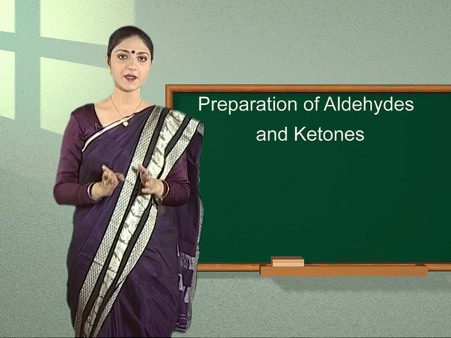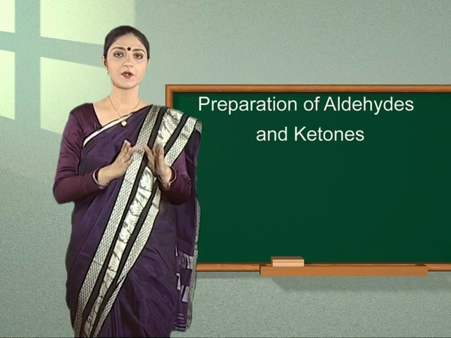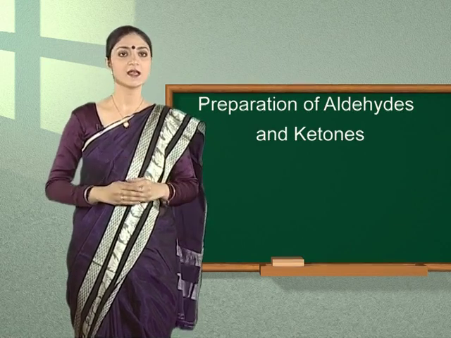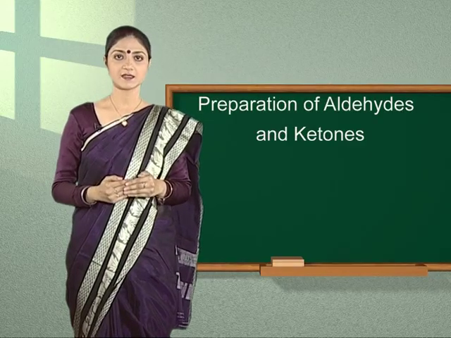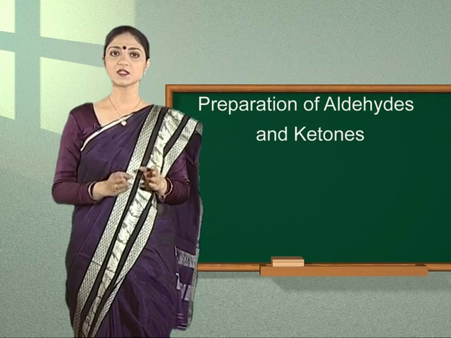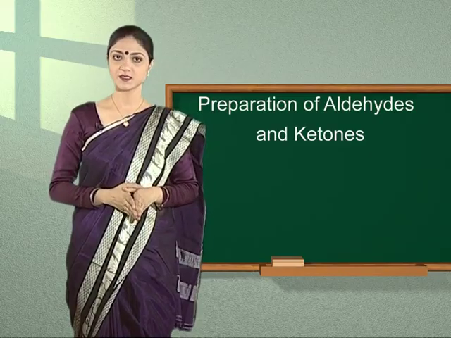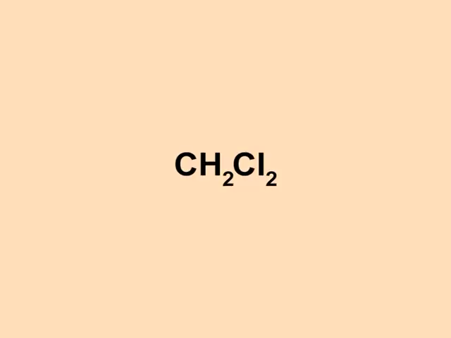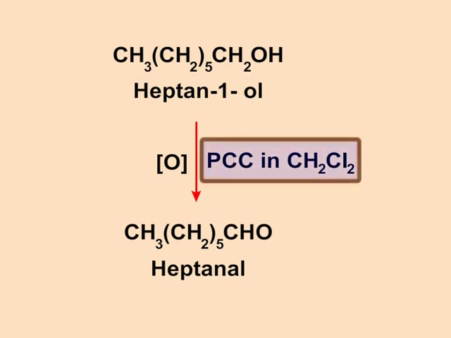The alcohols can be converted to aldehydes stage by treating with oxidizing agent pyridinium chlorochromate, that is C5H5NH+ CrO3Cl-. It is abbreviated as PCC. This reagent is used in non-aqueous solvents like dichloromethane, that is CH2Cl2. Heptan-1-ol on oxidation with PCC in the presence of dichloromethane solvent gives heptanal.